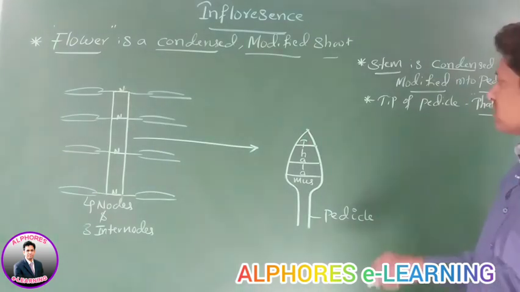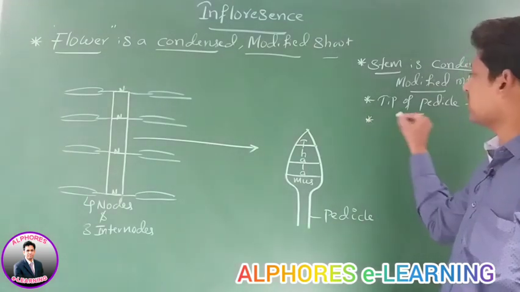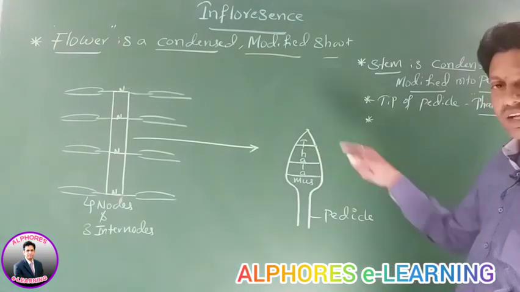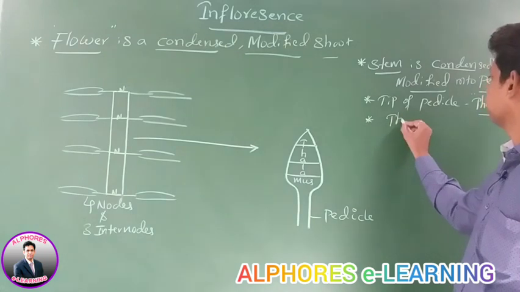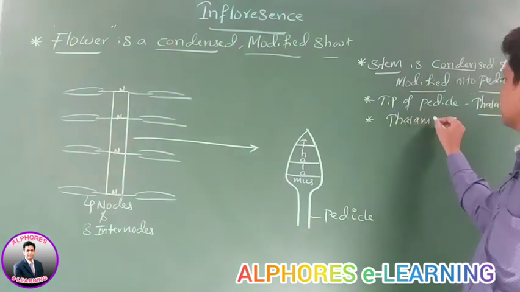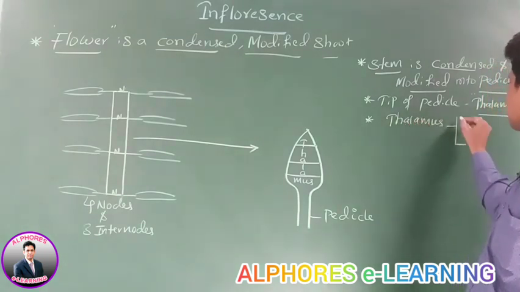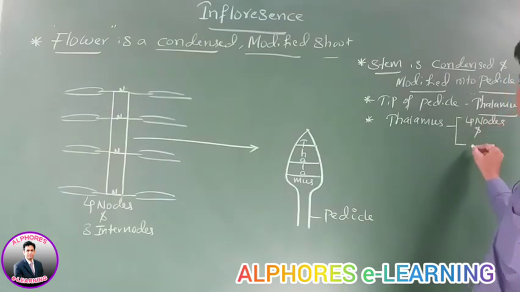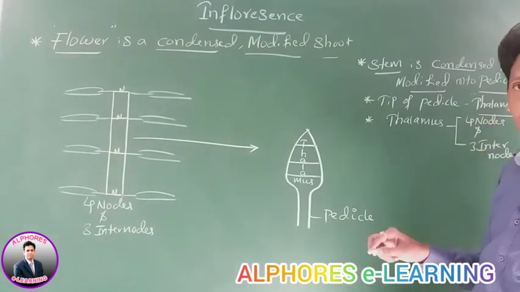Sir, this thalamus is with how many nodes and how many internodes? I already told, it is with 4 nodes and 3 internodes, right? Therefore, this thalamus is with 4 nodes and 3 internodes. Is this statement okay? Right?